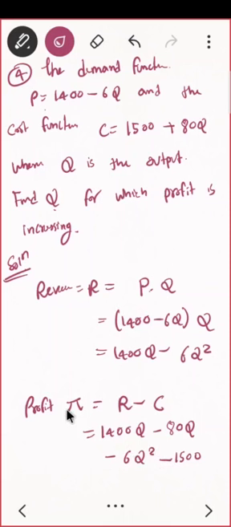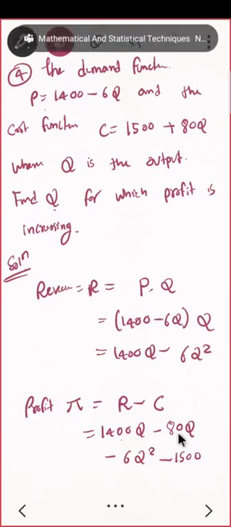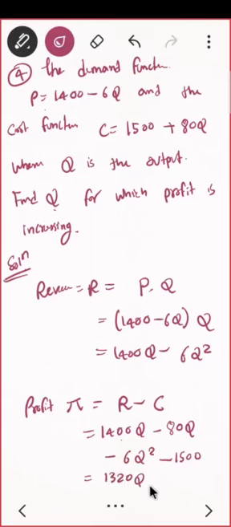Now what is the question they want to ask? Find Q for which the profit is increasing. So how will you do that? ये दोनों को सॉल्व कर सकते हो. 1400Q minus 80Q, कितना आएगा ये? 1320. That is 1320Q minus 6Q square minus 1500. Perfect.